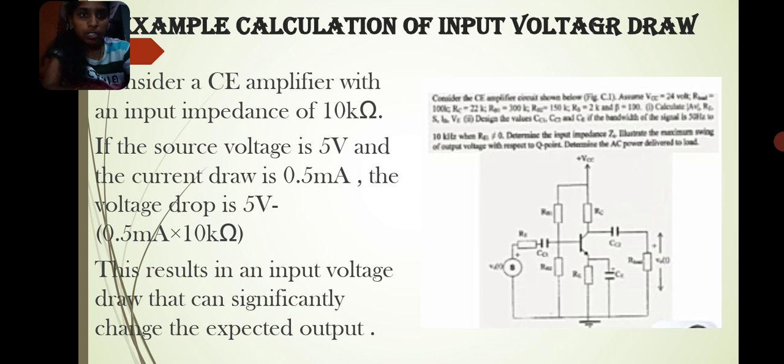Example calculations of input voltage draw. Consider a CE amplifier with an input impedance of 10 kilo ohm. If the source voltage is 5 volt and the current draw is 0.5 milliampere, the voltage drop is 0.5 milliampere into 10 kilo ohm, which is 5 volt. This results in an input voltage draw that can significantly change the expected output.